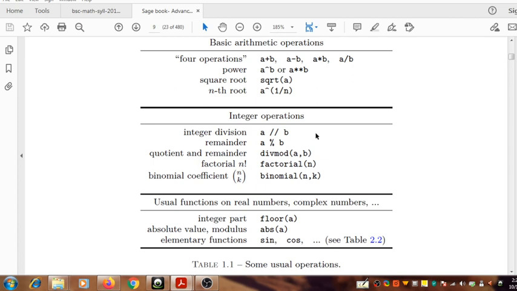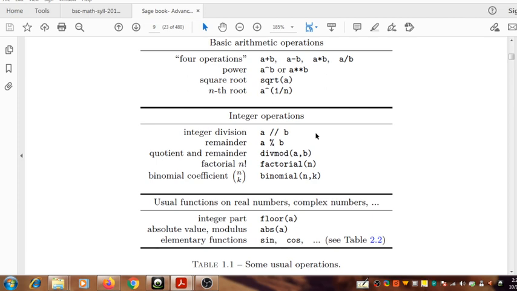So divmod should take, you should give attention to that. divmod, and then in brackets a comma b, and then comes the factorial function, factorial n. N factorial is written n then exclamation mark. In mathematical language it is written n factorial, but here we will write it as factorial in the full form, factorial, and in brackets you have to give the integer.